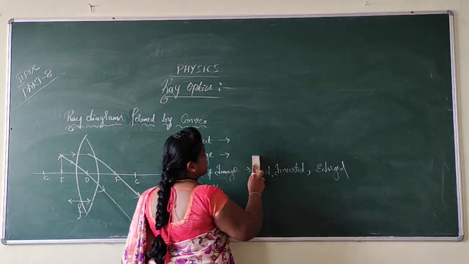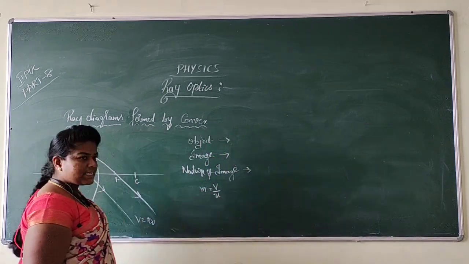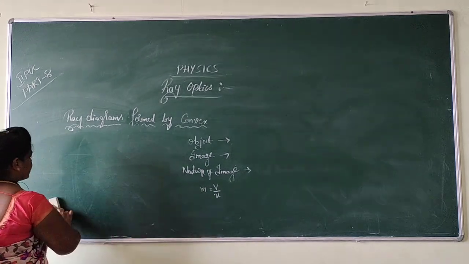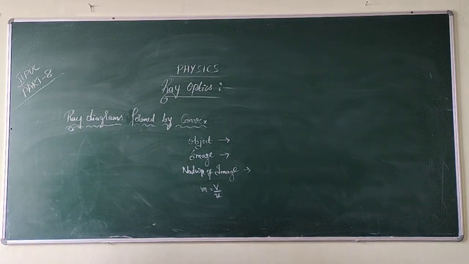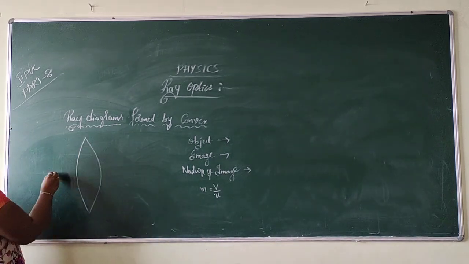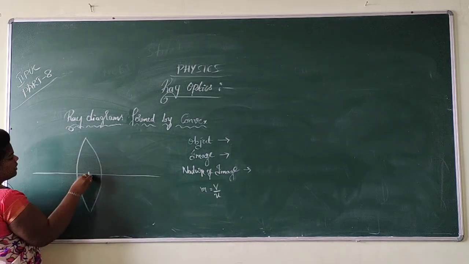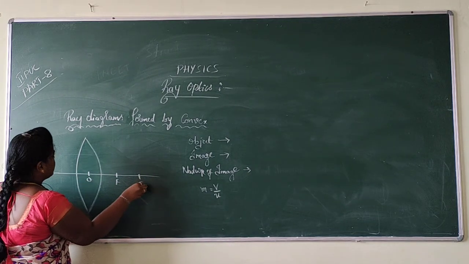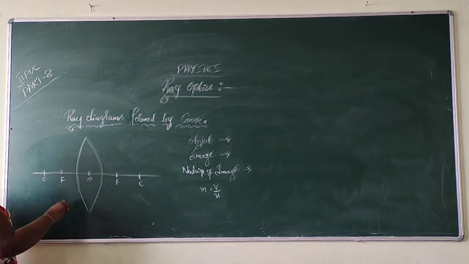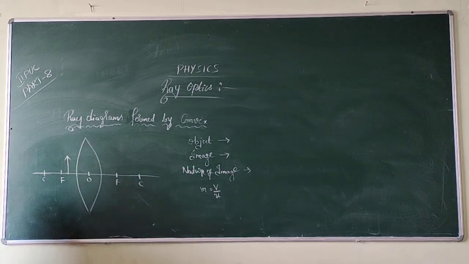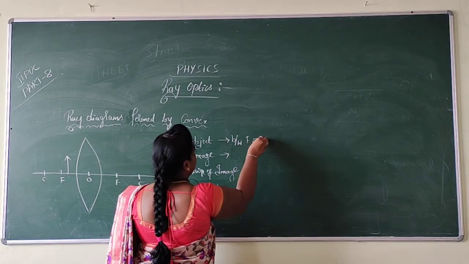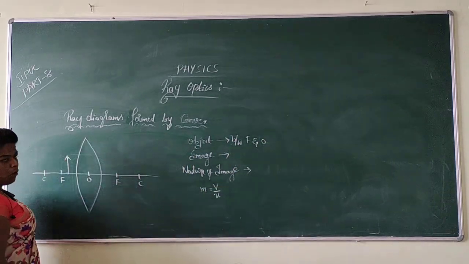Now the last case we are discussing is the special case for a convex lens. Why? Because in this special case the convex lens is going to form a virtual image. So I am showing you how to do that. I am going to draw the convex lens here. It has an optic center, principal focus, center of curvature. Now I am going to place an object between optic center and principal focus. Anywhere between F and O.